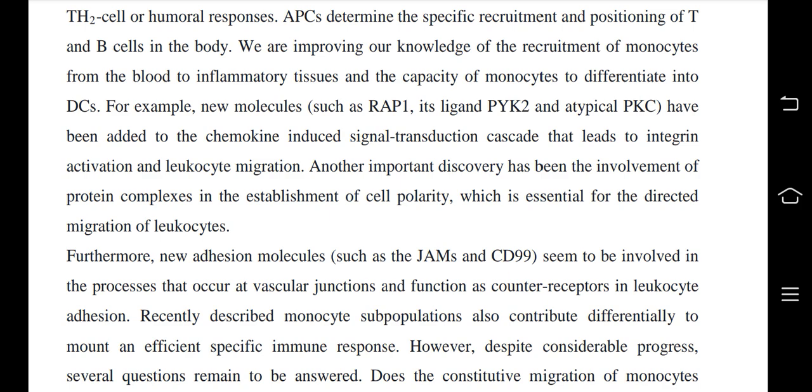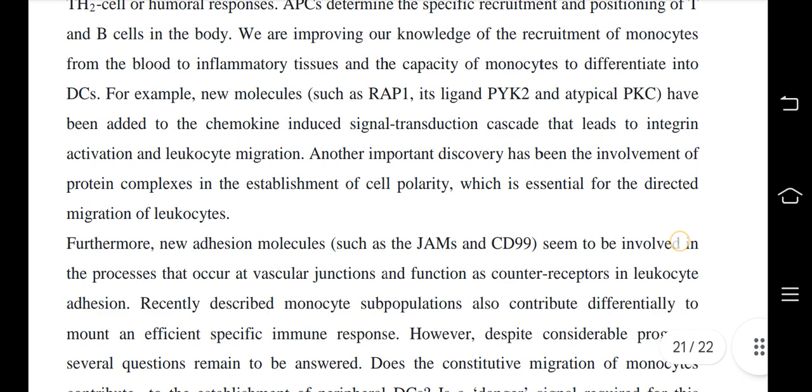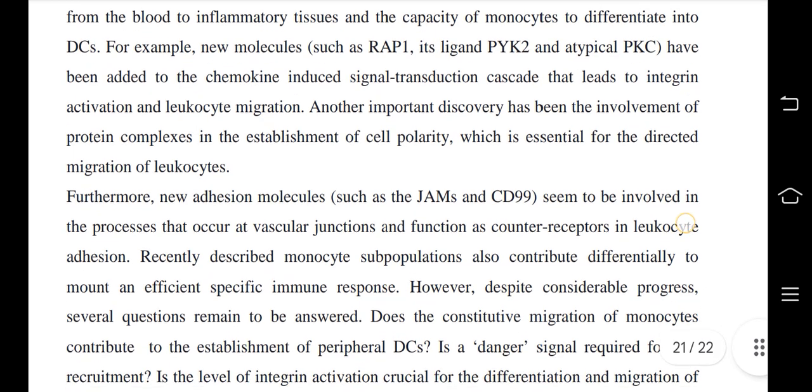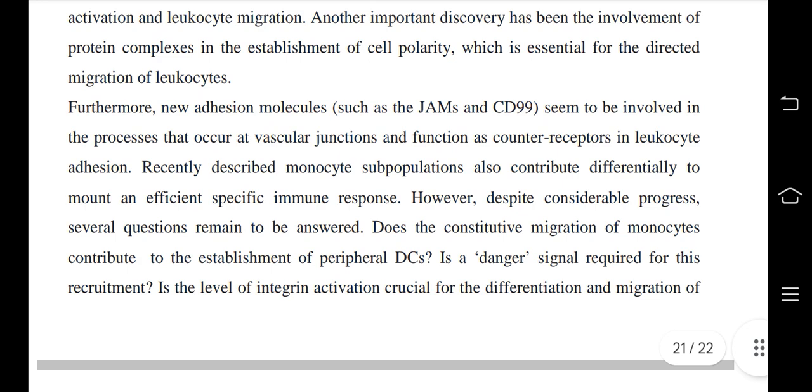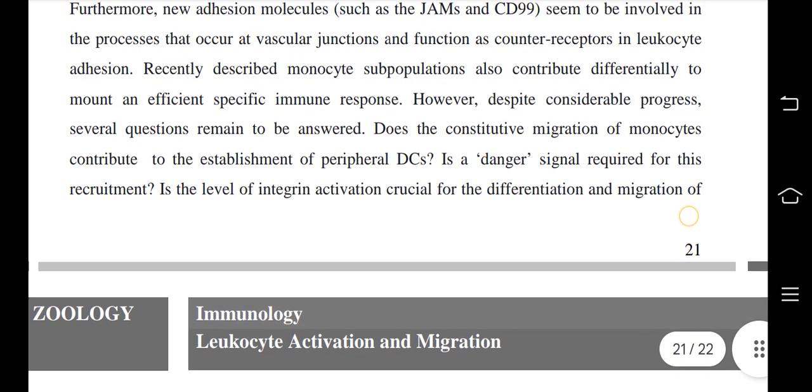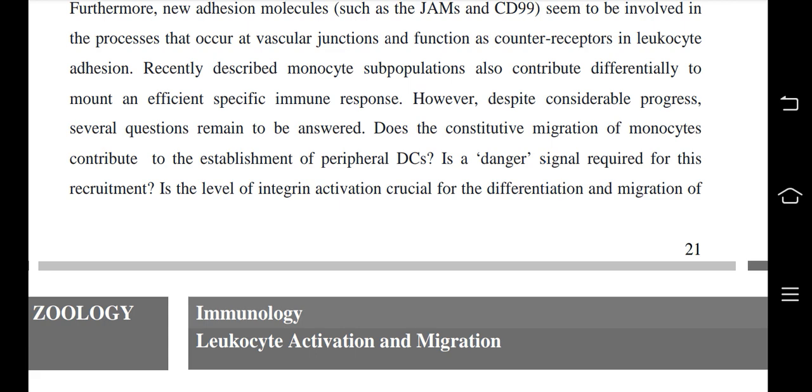For example, new molecules such as RAP1, its ligand RAPL, and atypical PKC have been added to the chemokine-induced signal transduction cascade that leads to integrin activation and leukocyte migration. Another important discovery has been the involvement of protein complexes in the establishment of cell polarity, which is essential for the directed migration of leukocytes. Furthermore, new adhesion molecules such as JAMs and CD99 seem to be involved in the process that occurs at vascular junctions and function as counter receptors in leukocyte adhesion. Recently described monocyte subpopulations also contribute differentially to mounting an efficient specific immune response.